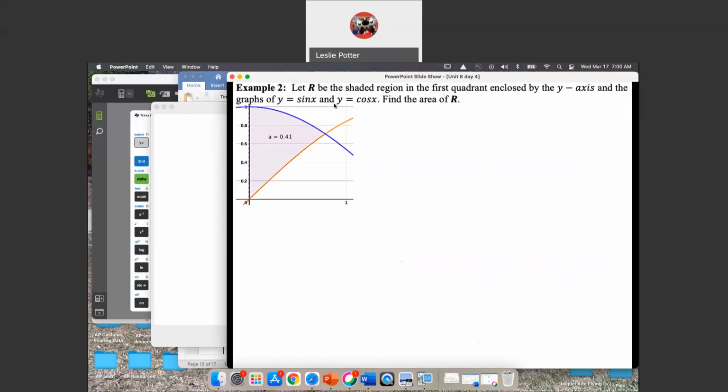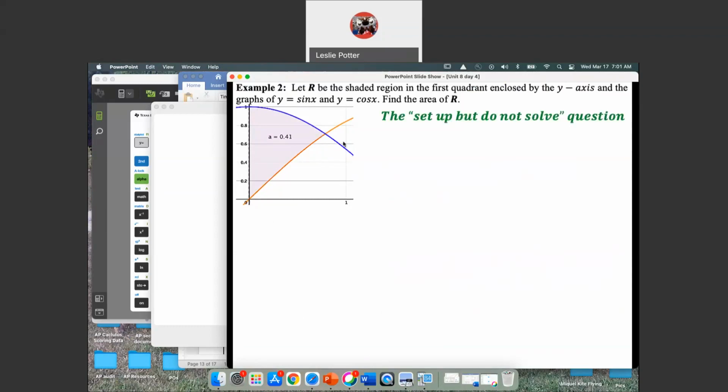So the first thing we need to know is which is the big curve and which is the little curve. If this is a no calculator problem, you have to know what sine of x and cosine of x look like close to 0, so that you can determine which is on top and which is on the bottom. If you remember, cosine is 1 when x is equal to 0, so the blue curve must be cosine, and the orange curve must be sine.